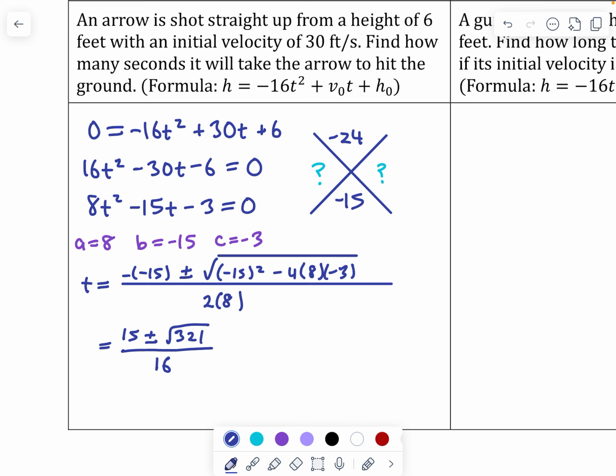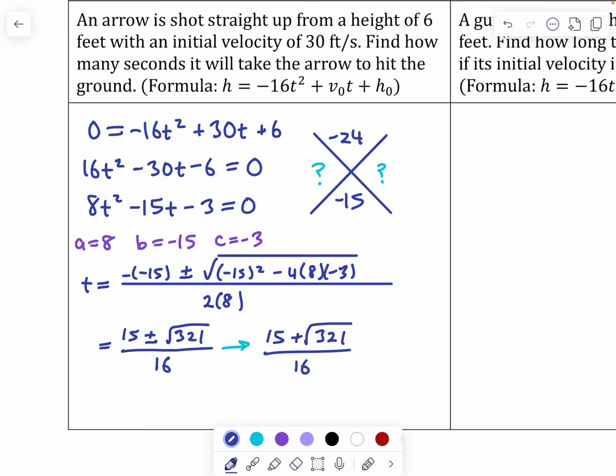over 16. Let's talk about this plus or minus again, because same situation we had before is, yes, technically speaking, there are two solutions here, but we do have context. We don't care about the negative time. So we're actually only going to move forward with one of the two options, right? You have two options, plus or minus. We don't want the minus because we don't want negative time. So we're just going to do 15 plus root 321 over 16.